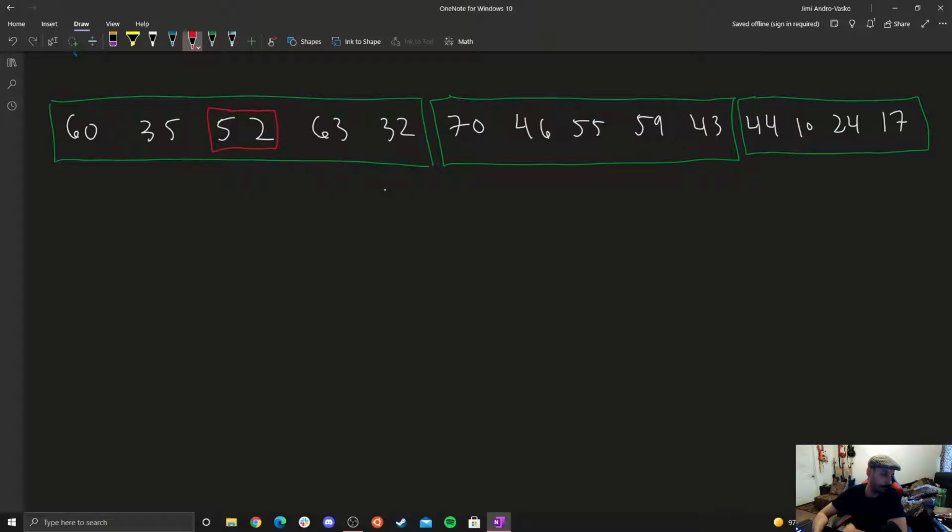And then we have, okay, so in this case we have 43, 46, so 55 is the median. And then for this rightmost position, we have 10 and 17. So it's really arbitrary which one we want to pick here.